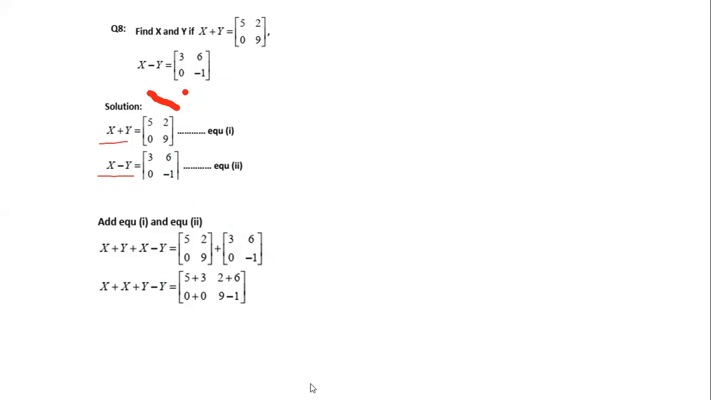Okay, adding these two equations. By adding these two equations, the x y plus and y minus will be cancelled. And on the right, just add 5 and 3. This will give you 5 plus 3, 2 plus 6, 0 plus 0, and 9.